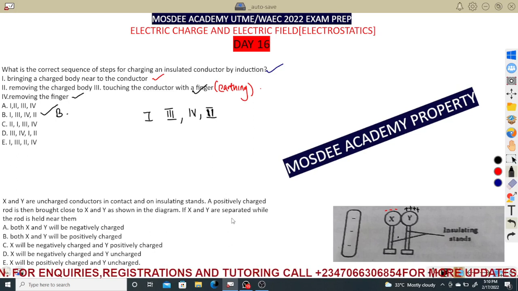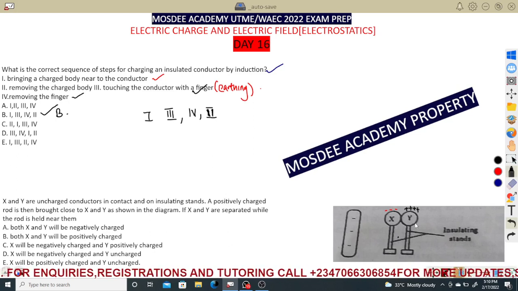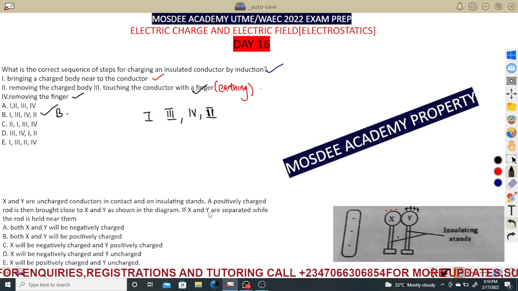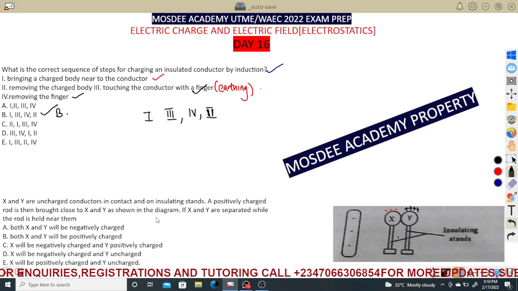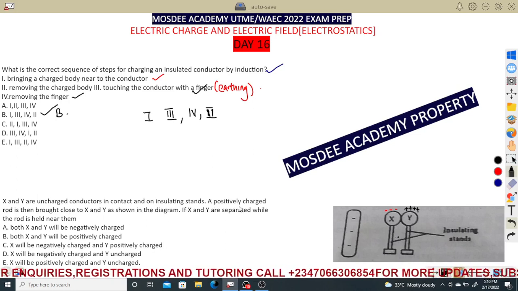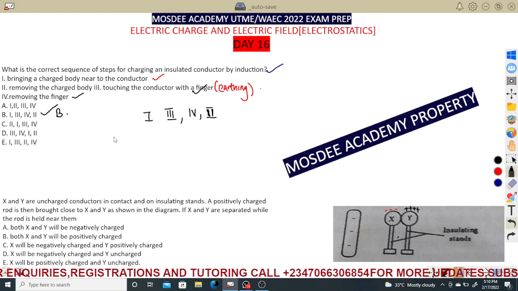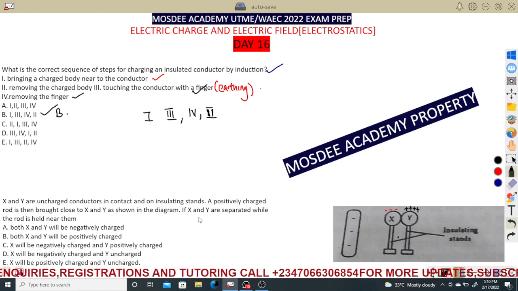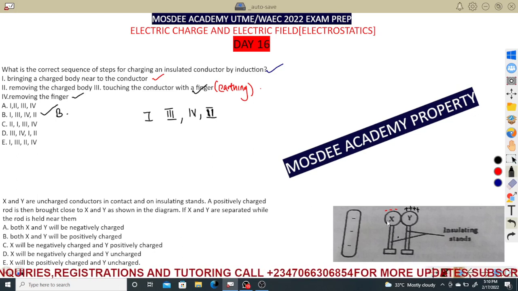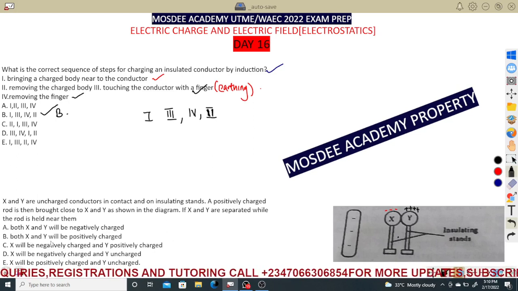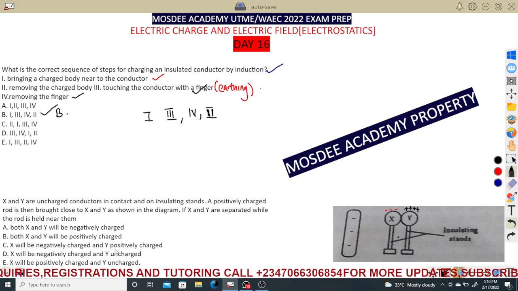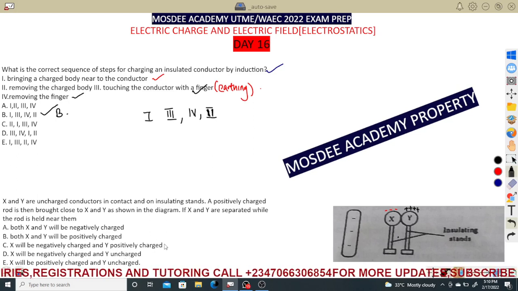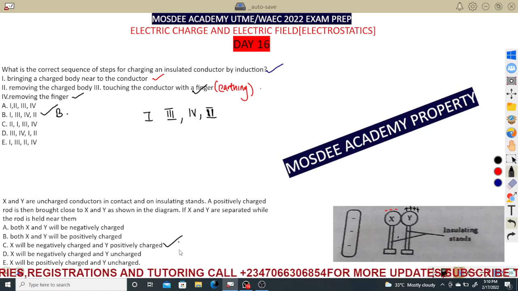Now, the next question. We have answered this because we've done it. Look at the question. X and Y are uncharged conductors in contact on an insulating stand. A positively charged rod is then brought close to X and Y as shown in this diagram. If X and Y are separated, that is the last step. You can say removing the charged body is always the last process in electrification by induction. Then the rod is held near them. We know X will be negative and Y will be positively charged. So the answer is X negative and Y positive. Because we have done that from my explanation, I don't think we need to waste time.